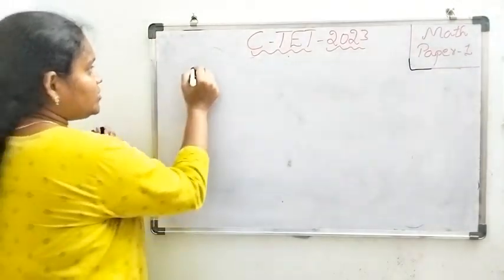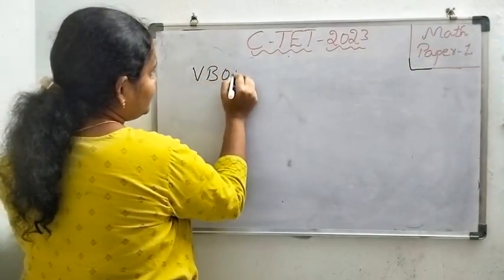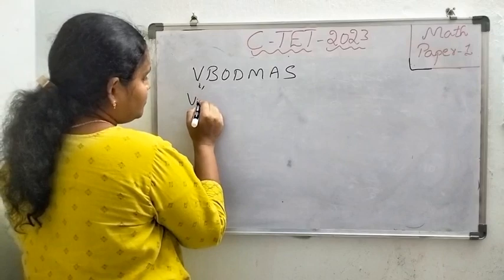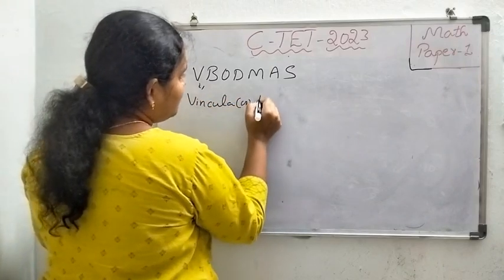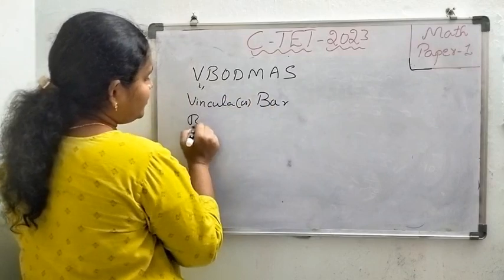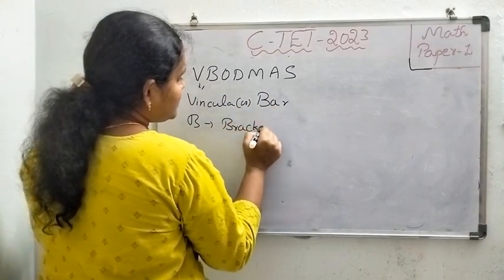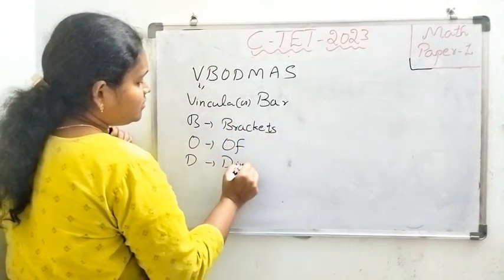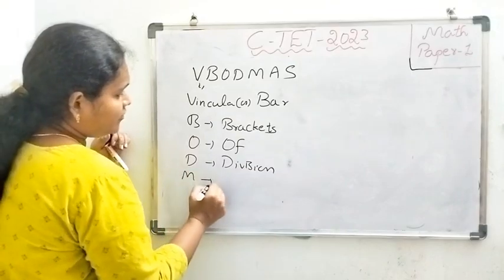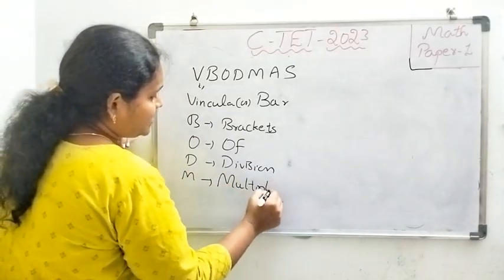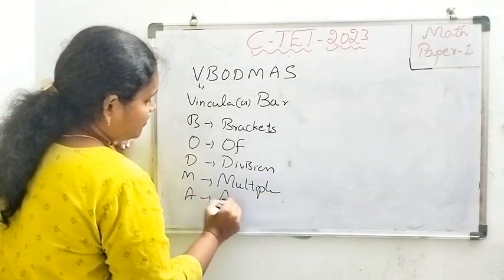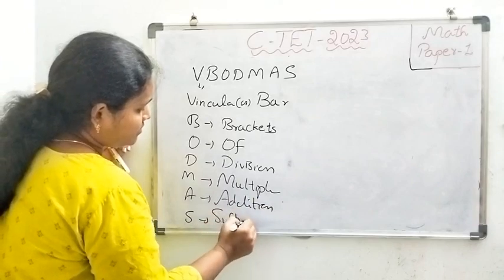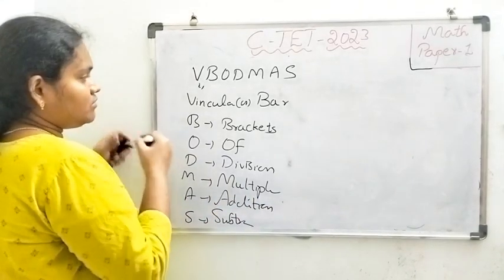Now let us see the BODMAS rule. V for vinculum or bar, B for brackets, O for of, D for division, M for multiplication, A for addition and S for subtraction. So what is this rule? Let us take a question.